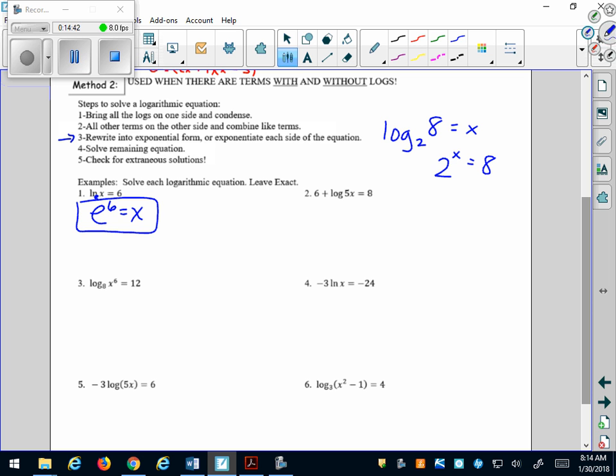But let's look at number 2. So the first step is to get all the logs on one side and isolated. So we're going to subtract 6 from both sides. That leaves me with log 5x equals 2. So how can we write that in exponential form? What is the base of that log? 10. So we can write it as 10 to the second equals 5x.